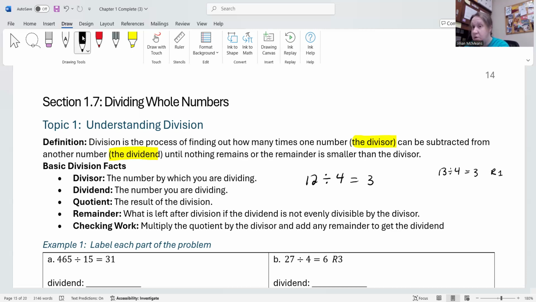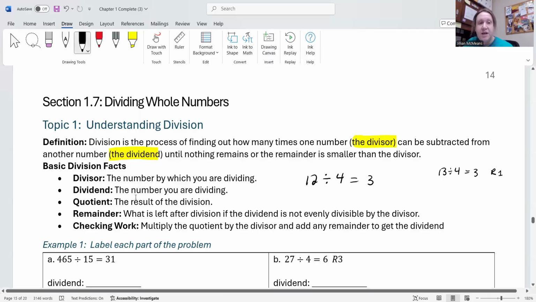If we wanted to check our work with multiplication, we would take the quotient, multiply it by the divisor, and then if there's a remainder, you'd have to add that. So multiply your quotient and your divisor, add a remainder if there is one, and that should give you the dividend back. And we'll look at that in just a moment.